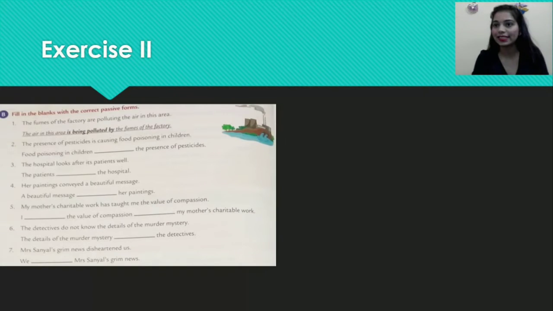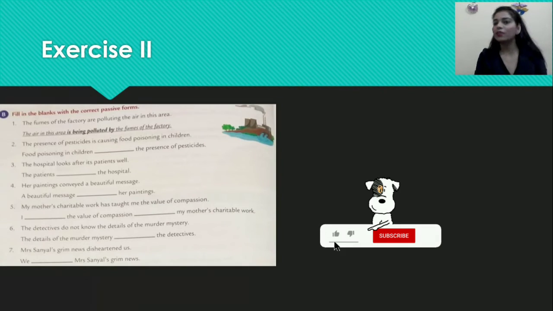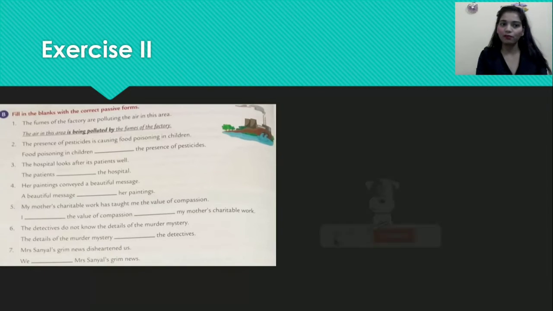We will be solving this. Okay, let's read the sentence and I will be marking the verb so that you can understand how it's being changed. Fill in the blanks with the correct passive forms. Let's read the sentence number 2. The presence of pesticides is causing food poisoning in children. The answer would be food poisoning in children is being caused. So whenever there is ing or continuous tense, then being is added in passive voice.